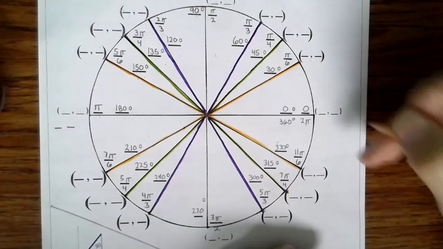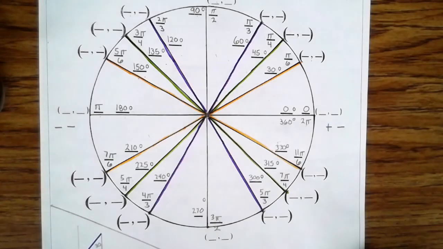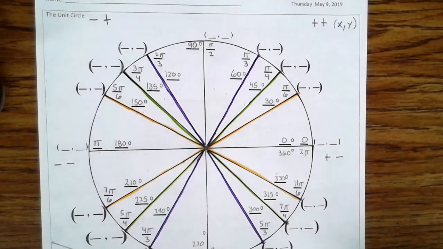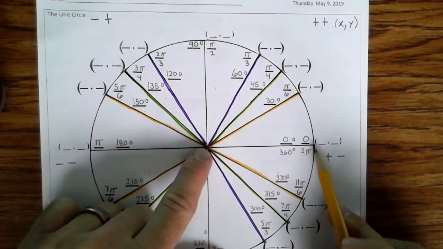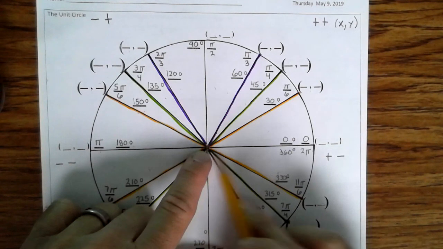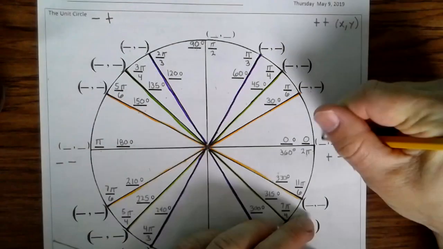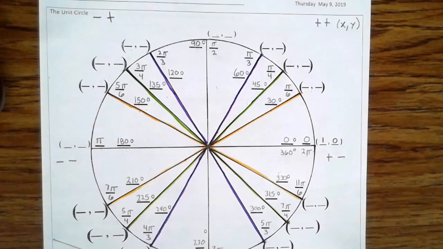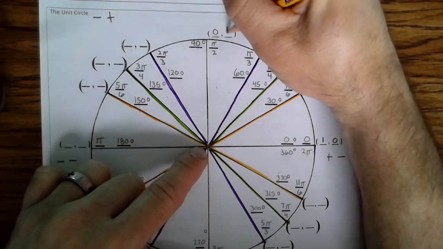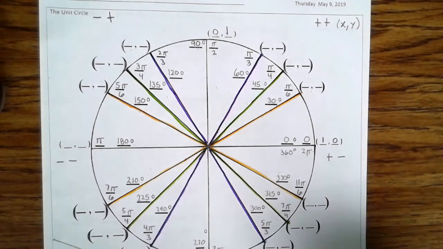All right, the next thing is the radius of the unit circle is 1. So this length, this point is 1, 0, okay? Which would mean this would be 0, positive 1. This would be negative 1, 0. And this point would be 0, negative 1.